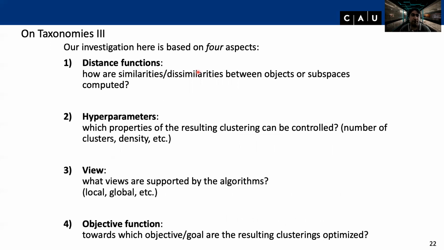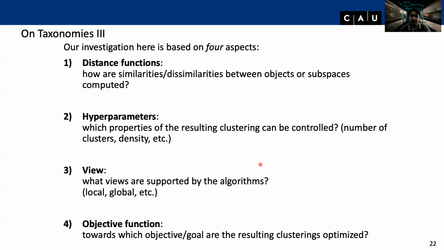And so we came up in this third taxonomy with 4 aspects. Distance functions: how are similarities or dissimilarities between objects or subspaces computed? Hyperparameters: which properties of the clustering can be controlled, like the number of clusters, the density of the clusters, the deviation or the amount of noise it contains, and so on and so forth. The view: what views are supported? Is it a local cluster? Is it a global cluster that detects 2 local patches as one common cluster? And the objective function: towards which objective or goal are the resulting clusters optimized?